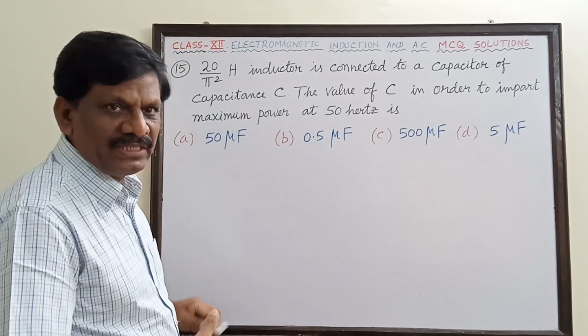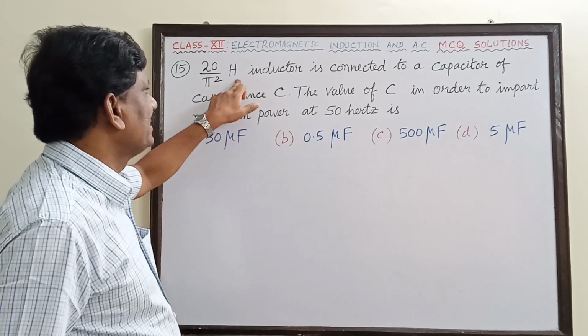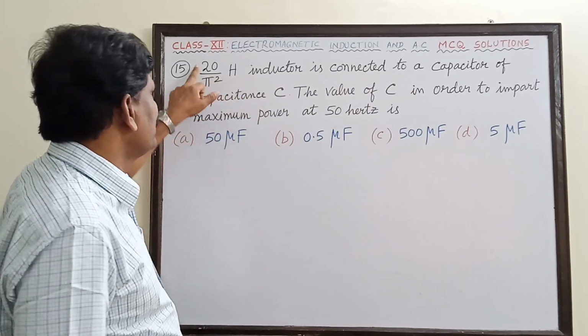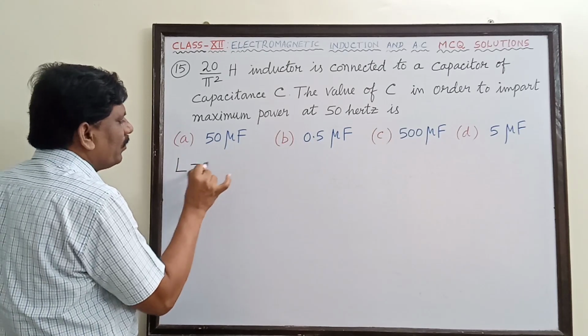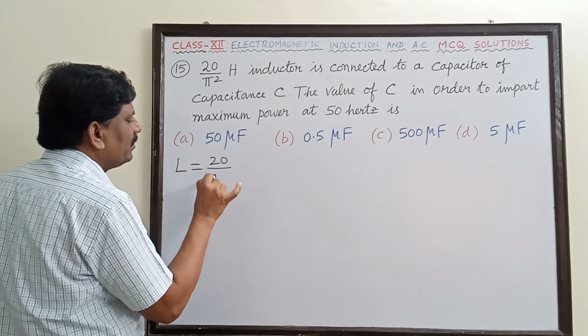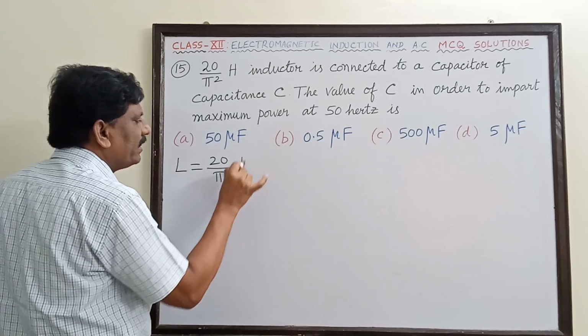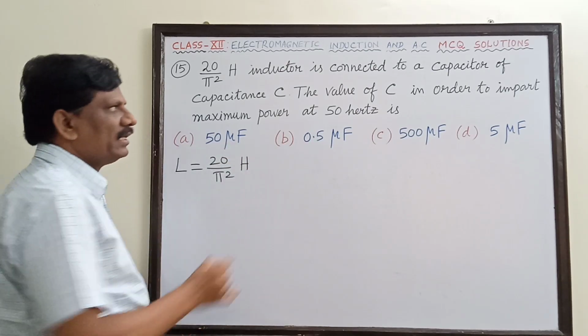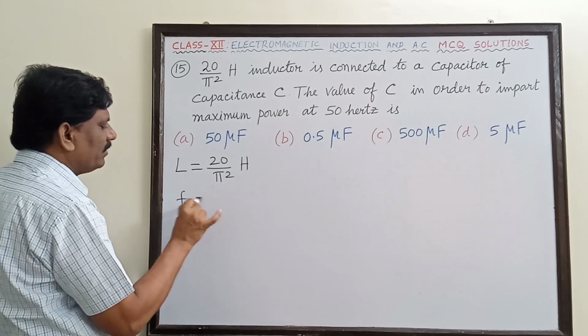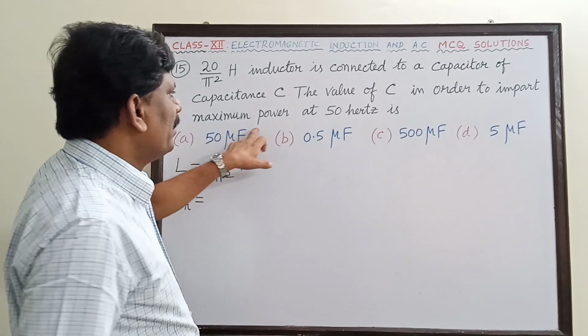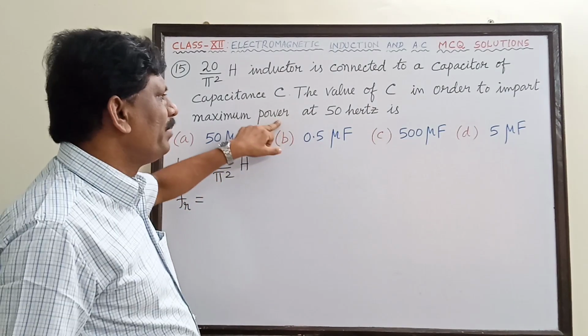So very simple question. The value of the inductance is given. Inductance of the coil is 20 by pi square. So I will write L is equal to 20 divided by pi square Henry. Then the resonant frequency. So resonant frequency is given because for maximum power it is mentioned.